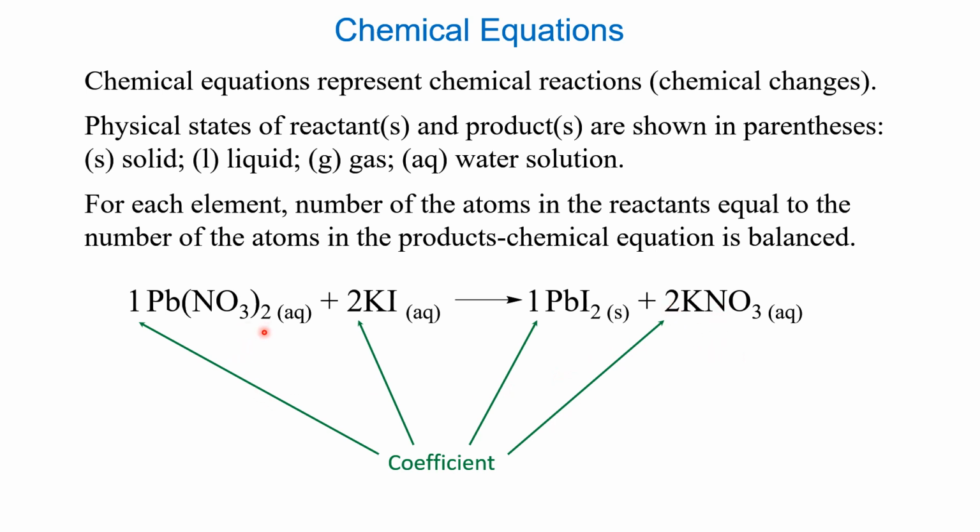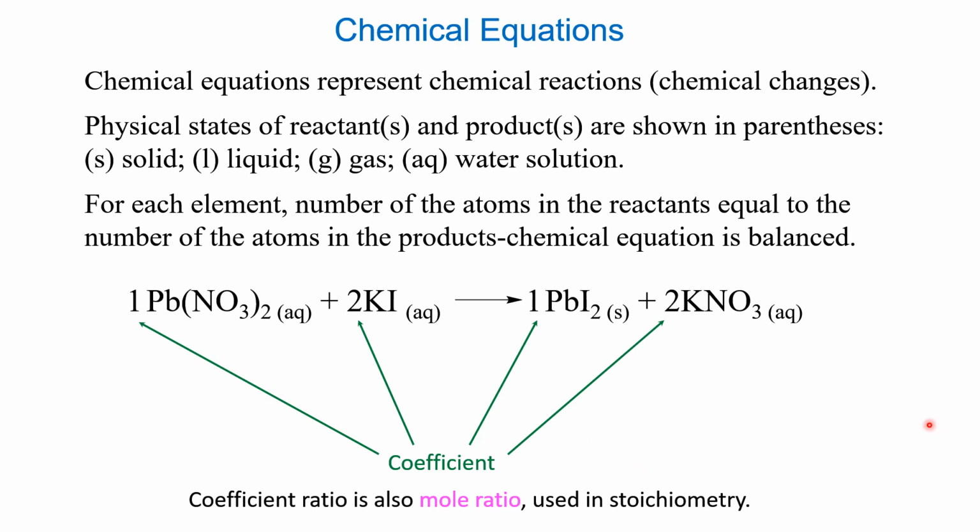And oxygen, there are 6 oxygen in the reactant. There are 6 oxygen in the product. 2 times 3 is 6 oxygen. There are 2 potassium atoms, 2 potassium atoms. 2 iodine atoms, 2 iodine atoms. So it's balanced. Okay, it's very important. As I just mentioned, in the balanced chemical equation, the coefficient ratio is also the mole ratio. So in my other video, you may see examples of stoichiometry calculations, but they all need to be based on a balanced chemical equation.